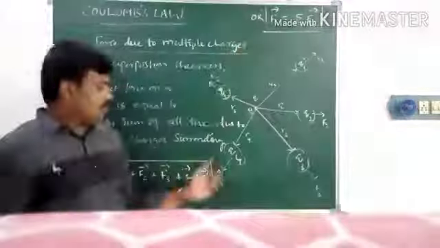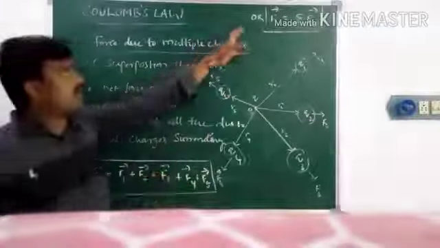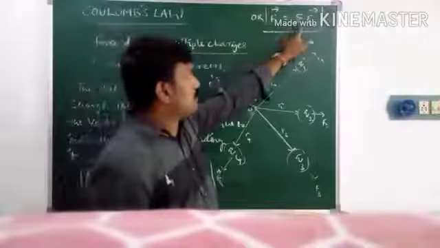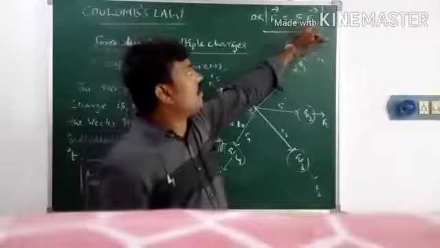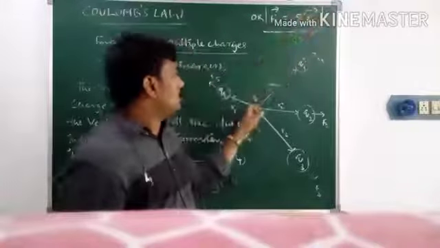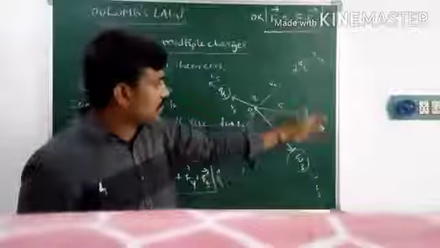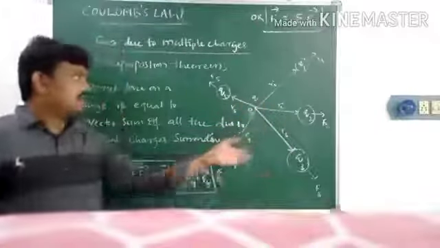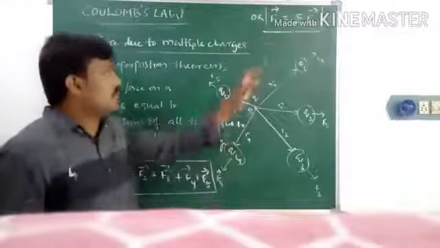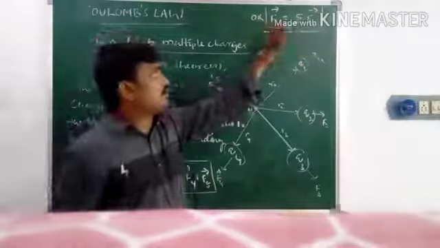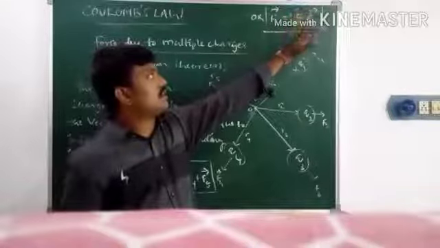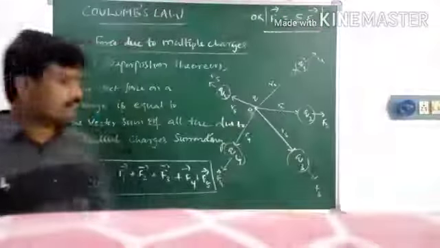Now this can be written simply as F bar equals sigma, the summation of all the forces acting on this particular charge. So sigma F, and suppose if n charges are located around this charge Q, then we can write the force F bar equals sigma Fn bar.